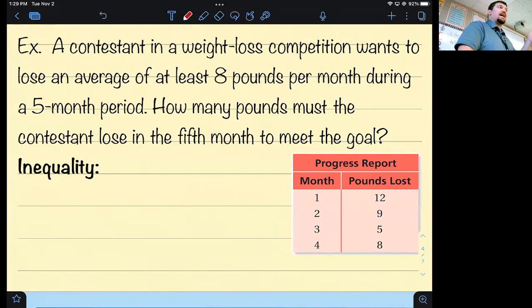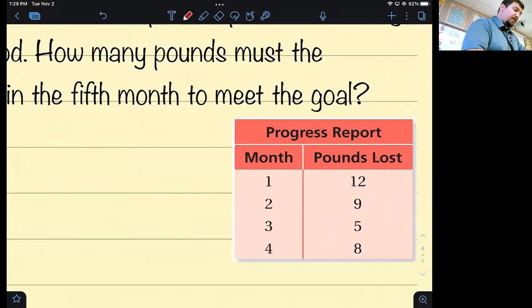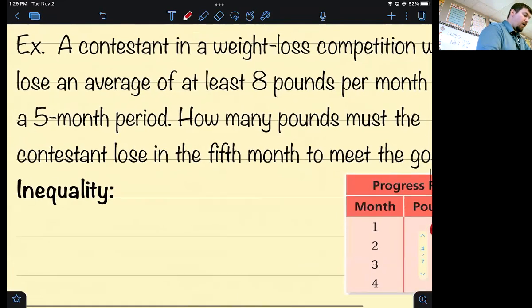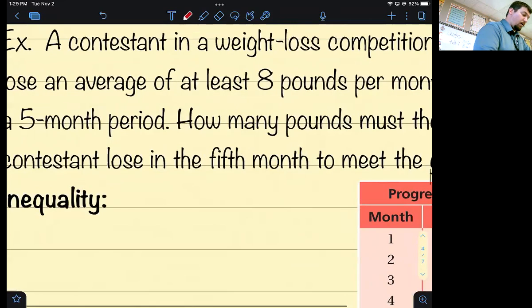So what I can do is I can add up the 4 numbers. We can call the 5th month M, and then we can divide that by 5. So what do you get when you add together the 12, the 9, the 5, and the 8? 34. Okay. So far we've already lost 34 pounds.